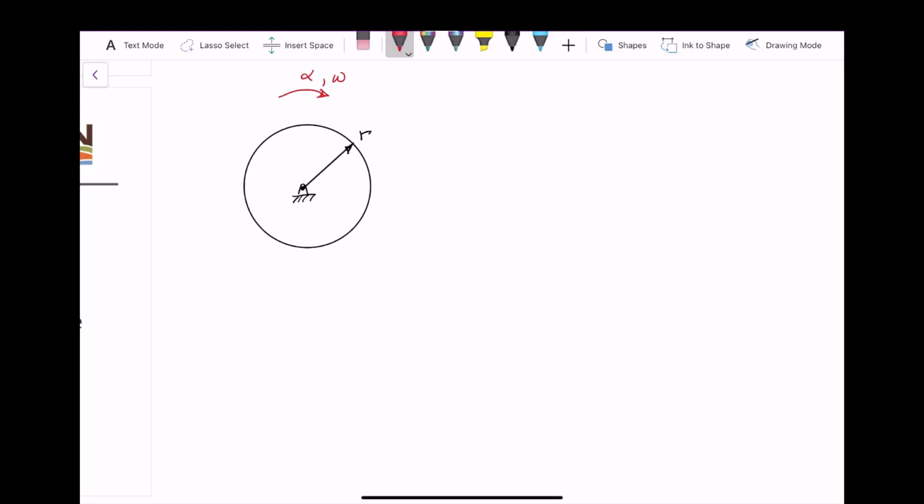So we can pick any point anywhere on this wheel. I'm just going to pick a point straight out along the horizontal line here to the extremity of this wheel. And we're going to call this point 1. Since the wheel is rotating clockwise, based on the direction of the velocity, it's also accelerating in this direction.